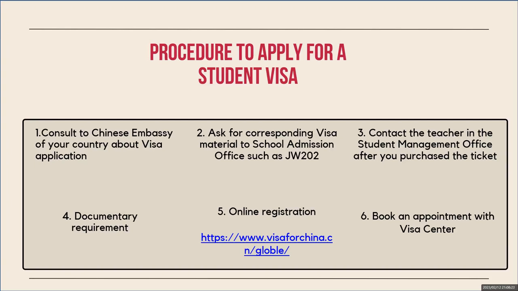And now we're going to talk about the procedure to apply for a student visa. Number one is to consult the Chinese embassy of your country about visa application. Number two is ask for corresponding visa material to school admission office, such as JW202. If you don't have the soft copy, you can ask for the hard copy, but it might not arrive in time before your flight. So yeah, try to make do with the soft copy.